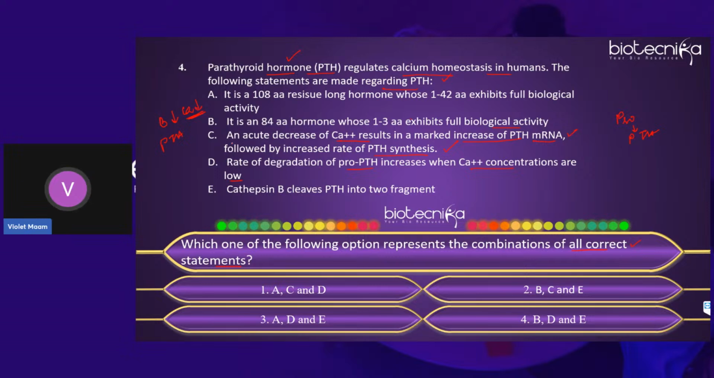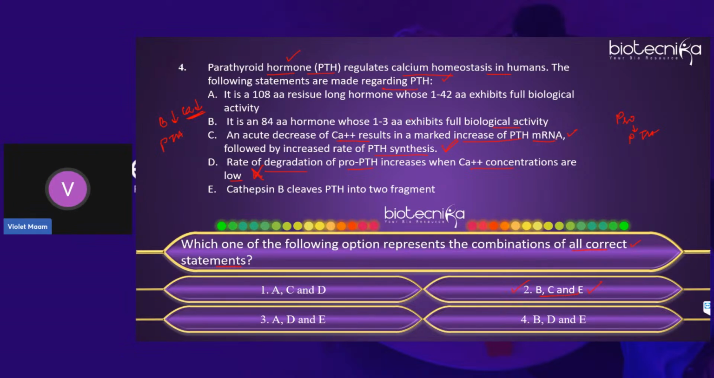So now if C is correct, D, rate of degradation of pro parathyroid hormone increases. It will not increase, it will decrease, because if you are saying C is correct, then definitely D will not be correct. Yes, right, Vanishri. Very good. So D will not be correct. Now, if D is not correct and C is correct, where are you seeing that option? You are only seeing it in option 2. Nowhere else have they given you that.